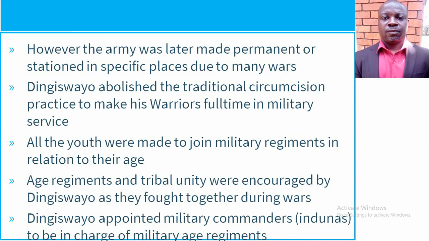He had indunas or commanders, and among the indunas he had, there was a man known as Shaka. You call him Shaka Zulu. Yes, there was that man called Shaka. He was among the indunas. He was among the age regiments. You will know that Shaka did not grow up from his father's palace. No, he grew up from this neighboring chiefdom or kingdom of the Mthethwa, where he was actually prepared and nurtured by Dingiswayo.